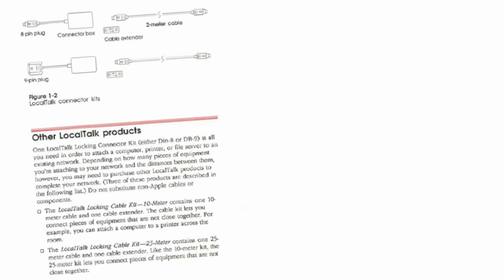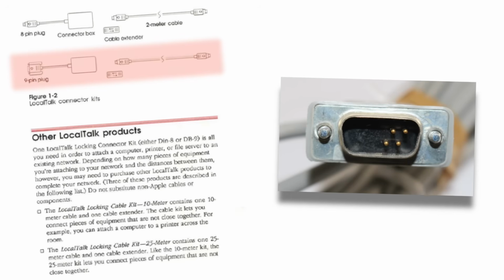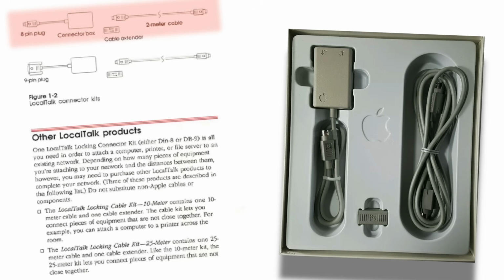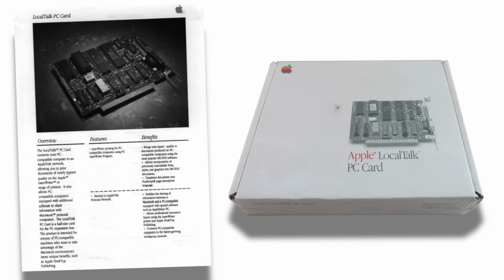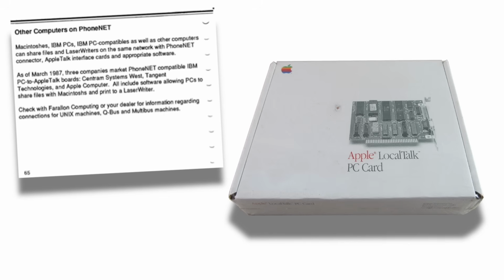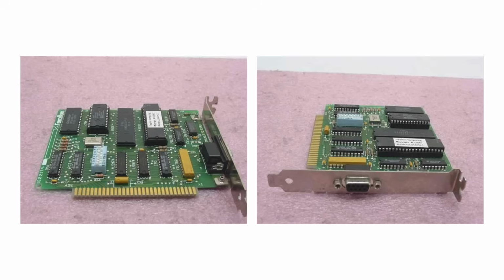There were also different Apple network connector kits depending on the machine. Earlier Macs used the older DB9 style serial connector. Later machines used the mini DIN8 style connector. Apple also offered an AppleTalk PC card to hook up IBM PC compatibles to a LocalTalk network. Farallon, on the other hand, didn't originally offer an adapter themselves, but claimed that a PC using the AppleTalk PC card could also join a PhoneNet network. In later years, Farallon offered a PhoneNet PC adapter card as well.